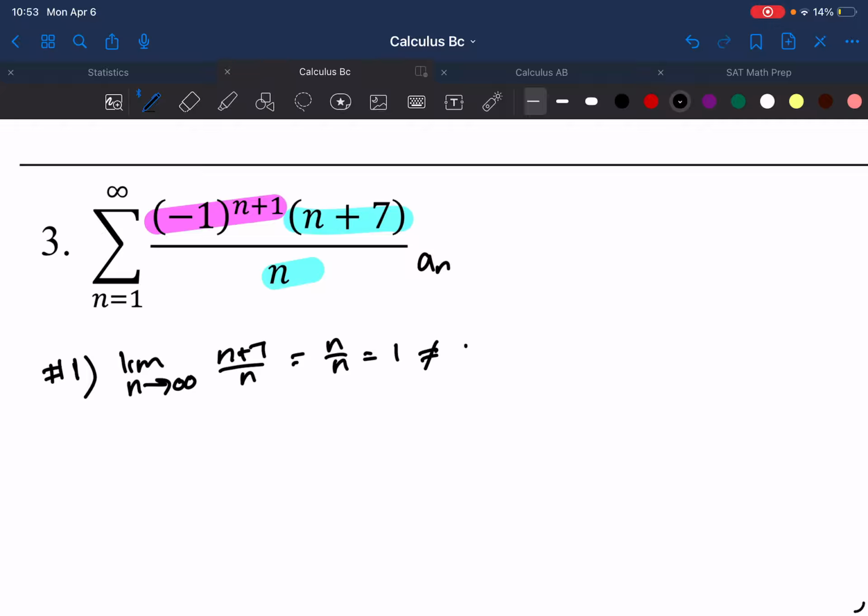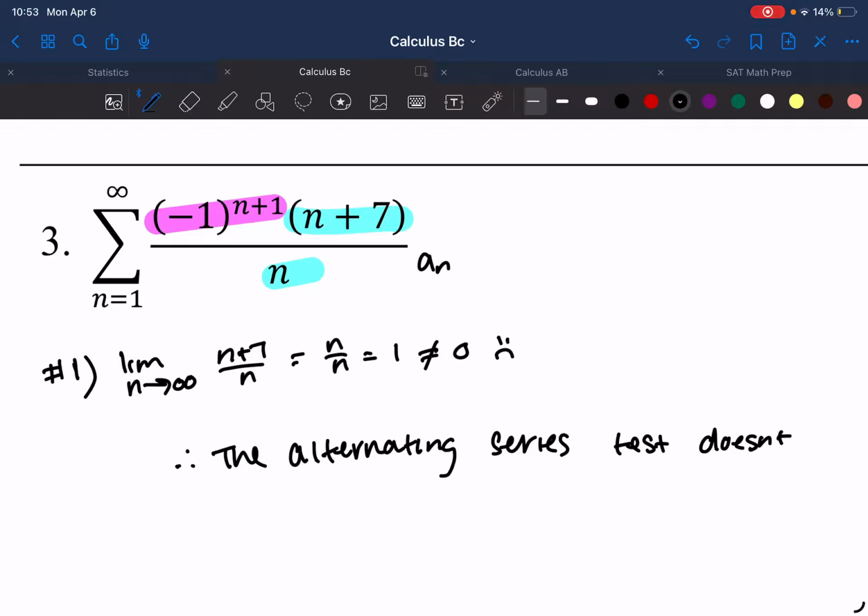That is not equal to 0, which means that we disproved the first condition. So it's no longer convergent. That means this is divergent. And I want to make this very clear here. Okay, so I'm saying, therefore, the alternating series test doesn't meet conditions.